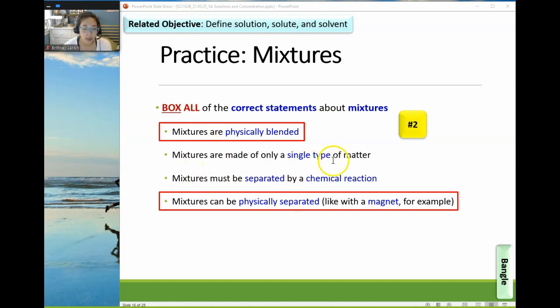Now, mixtures are made up of only a single type of matter. That's definitely not true. Again, we said that it needs to be a mixture. It needs to be more than one type, right? And mixtures can be separated by a chemical reaction. That's definitely not true. There are no chemical changes. This is going to be the answer to number 2. Make sure you pause the video and continue playing once you have number 2 answered in your 5A notes.